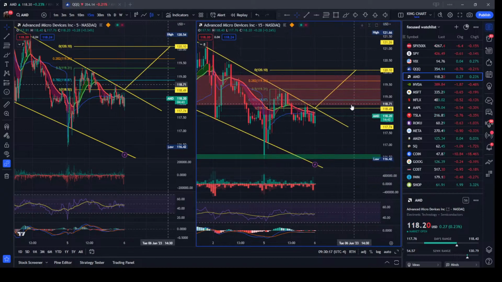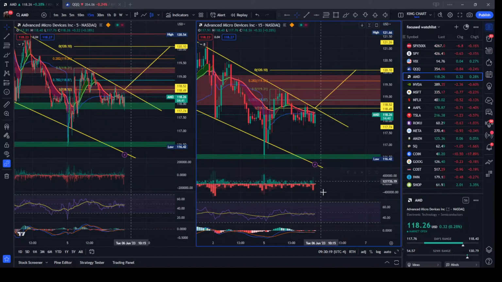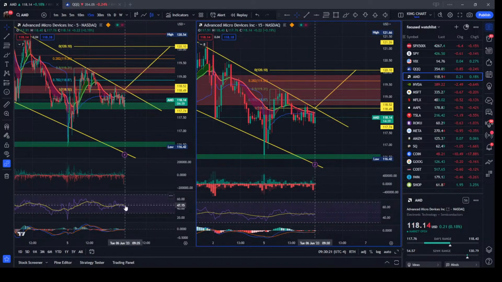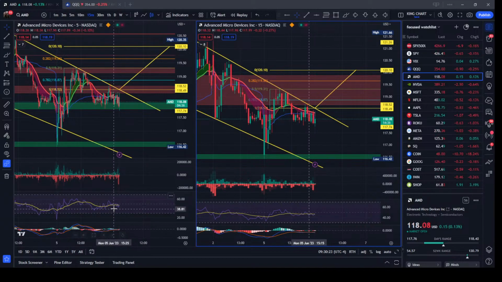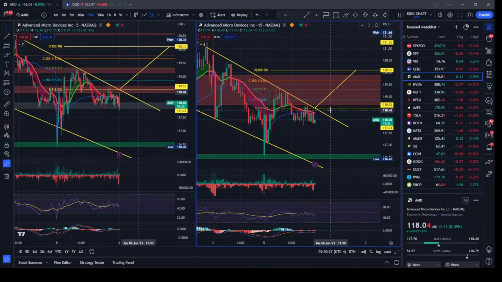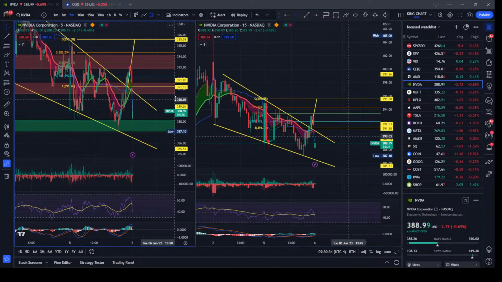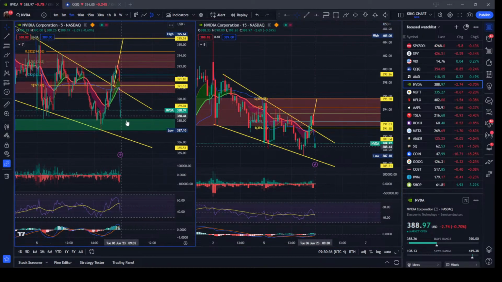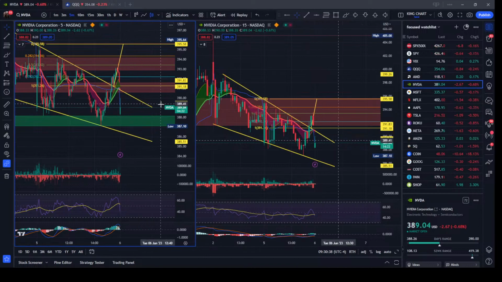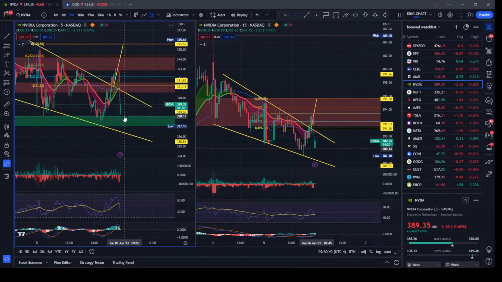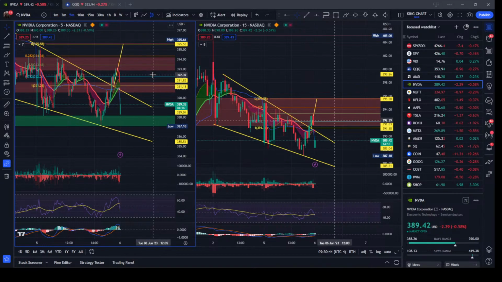AMD, where are we on RSI? Oh, it's just hanging around that 50 level. Yeah, this needs to just break over that 118.50, and we should be solid. Nvidia, weak start at open, but it looks like it doesn't want to hit that demand zone, so we could push back up here.